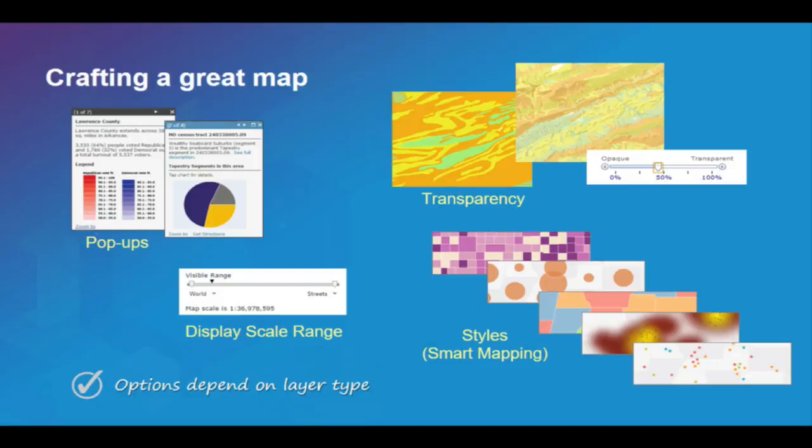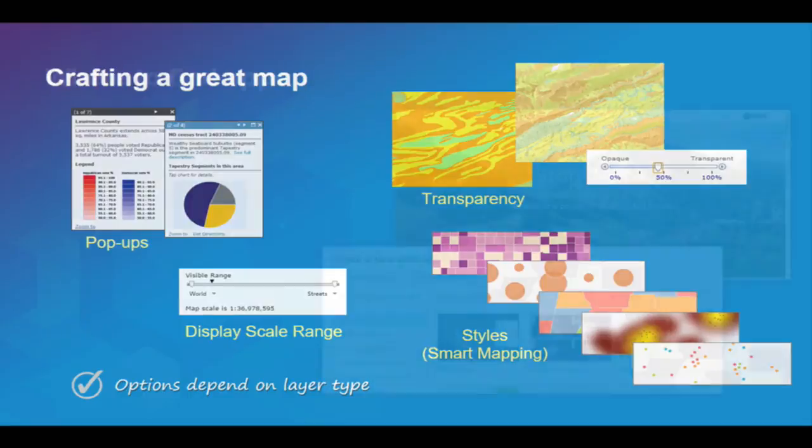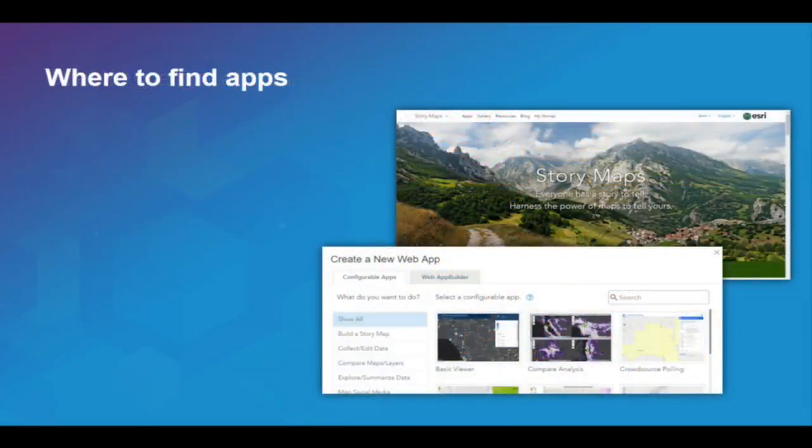Smart mapping, or using styles, has enabled you to create some really powerful looking web maps very easily. So that's made that process easier, but the whole focus here is on using the map viewer to author a great map that you're going to use in a great app ultimately. And the options of what you can do depend on what the layer is itself, what type of layer it is.